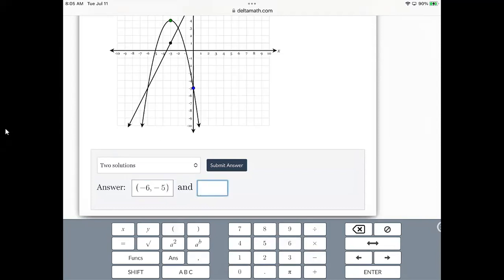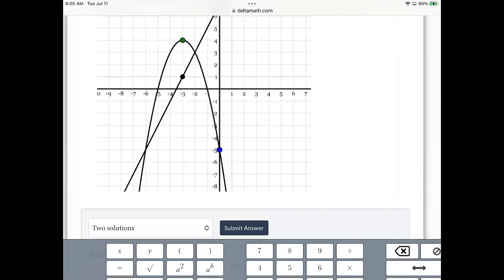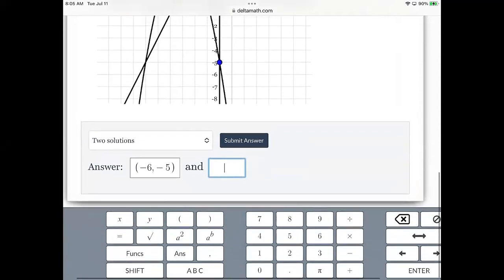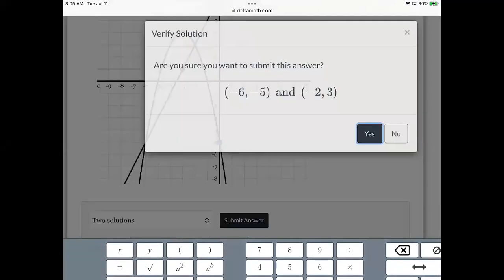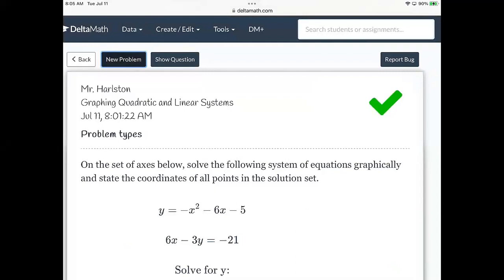And then let's find the other intersection. Actually, you can see it on here. If you look close, let's blow this up a little bit. Looks like it's a negative 2, 3. So that's what we can put in here. Negative 2, comma 3. So we've got both of them. We can submit it. And that's what we're doing.